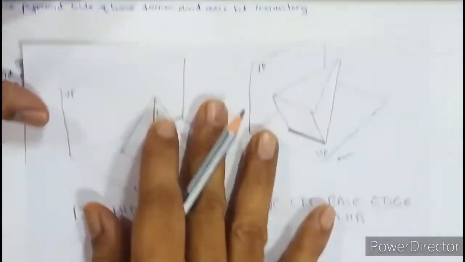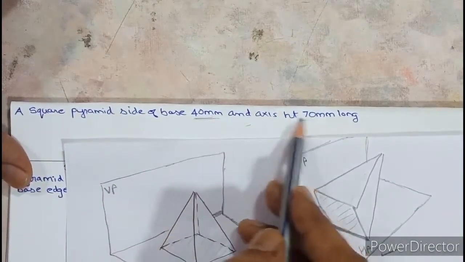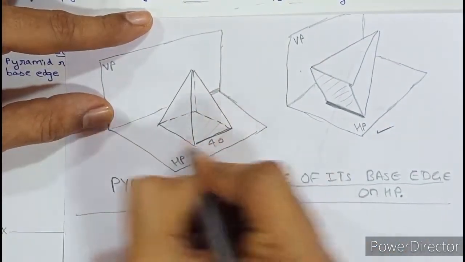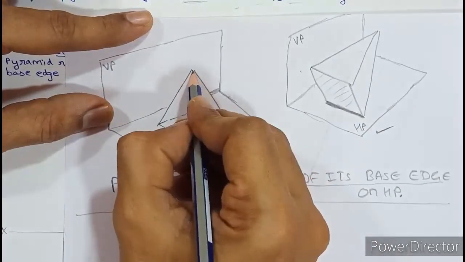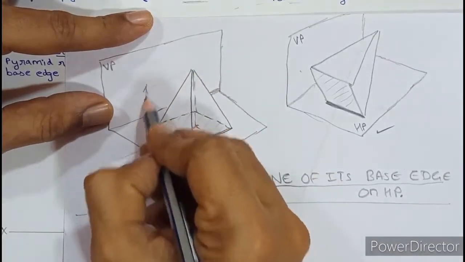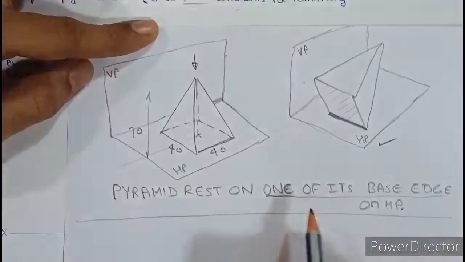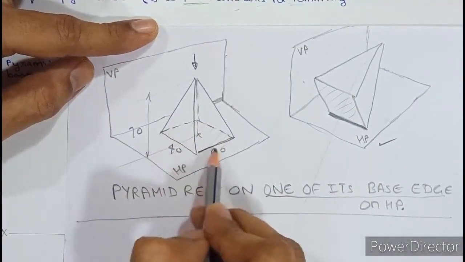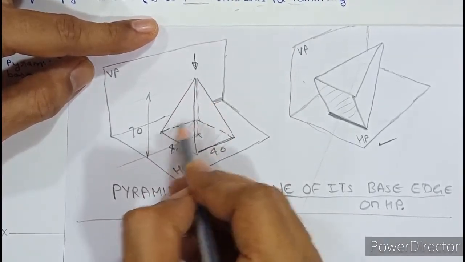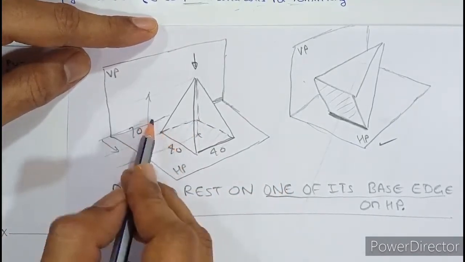In the question they have mentioned a square pyramid, side of base 40 mm and axis height 70. If you look at this diagram, this base edge is 40 millimeters. This is 40, this is 40, and there is an axis which is imaginary and passing from here. The height of the pyramid, that is this vertical height, is 70. If you look at this pyramid from top view, you can see the base edges. You can also see the slant edge. And if you look at the rear base edge, it is not in contact with XY. So it is some distance ahead of VP. It is not in contact.